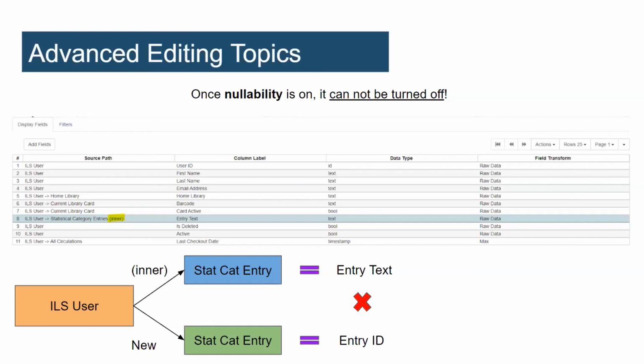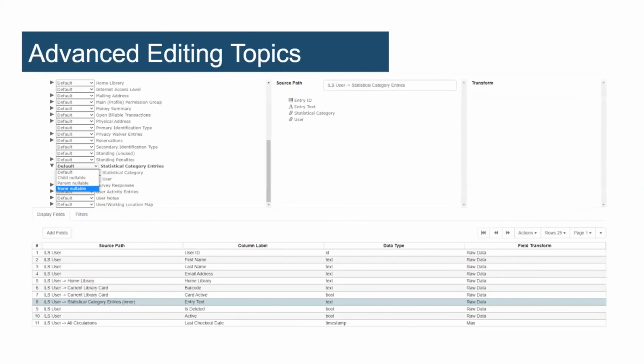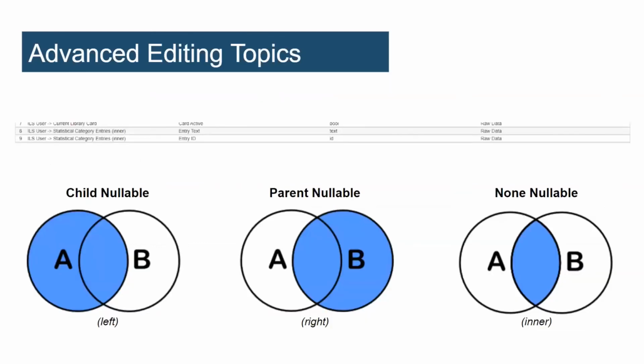I'll show you how to fix that. Notice how the parentheses next to the source path says enter? That tells us that we need to use a non-nullable when we select the statcat entries. With the nullability box checked, we can add our connection to the source with a correct nullability. Since our display field has the correct nullability now, the reporter won't have a meltdown trying to figure out what our intentions were. Here's a cheat sheet for how nullability and the text in the parentheses are connected.